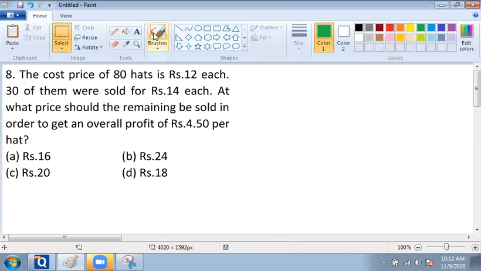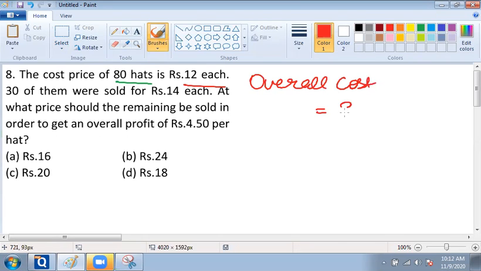In this question, we are considering a trade associated with 80 hats. It is given in the question that the cost of 80 hats is rupees 12 per hat. So the overall cost corresponds to 80 into 12, that is equal to 960 rupees. So this is the overall cost.